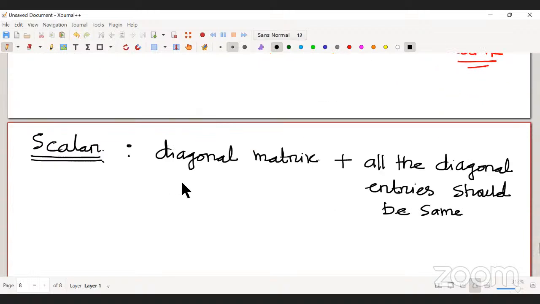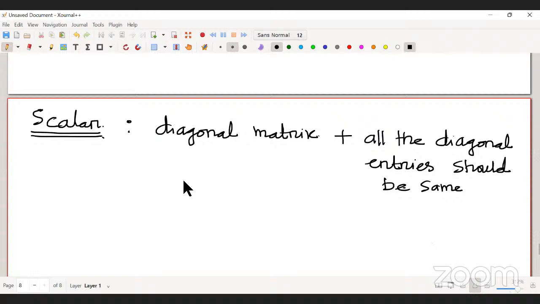Okay. So as you can see, for the scalar matrix, you have two things. First thing, it has to be a diagonal matrix. And second thing, all the diagonal entries of that diagonal matrix should be same. Okay. So let me take this example.